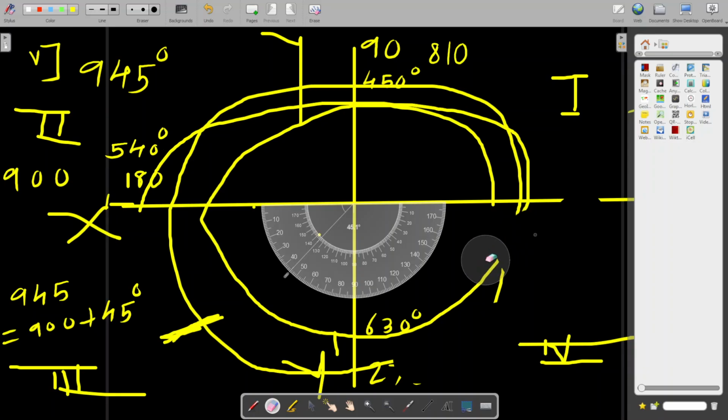So what we can write? We can write that 945 comes in third quadrant.